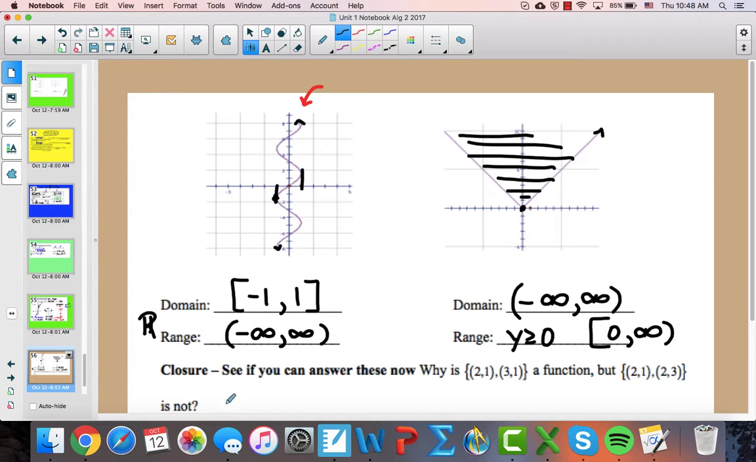All right, so I just want to see at the end of all of this if you can answer this now. Why is (2, 1), (3, 1) a function, but (2, 1), (2, 3) not a function? So I want you to answer that for yourself and bring it to class tomorrow.